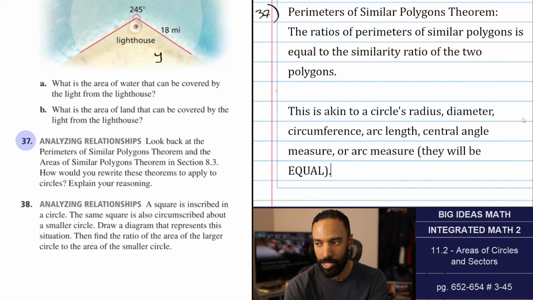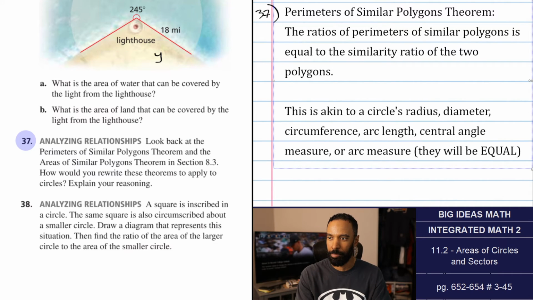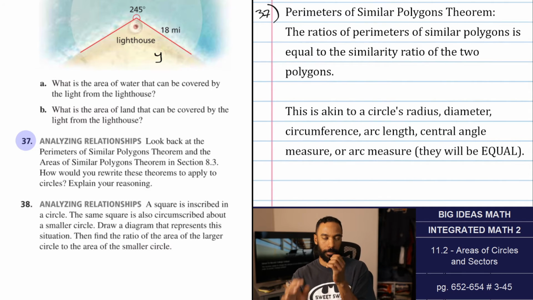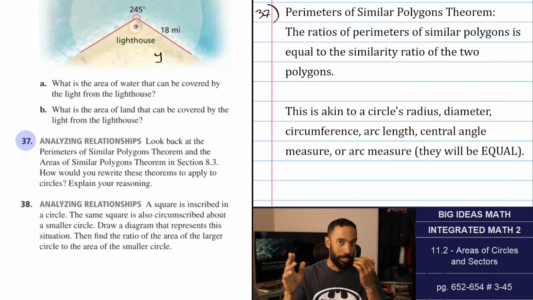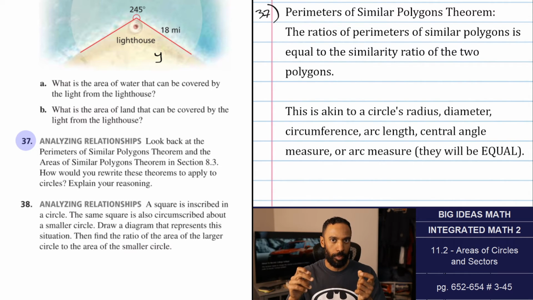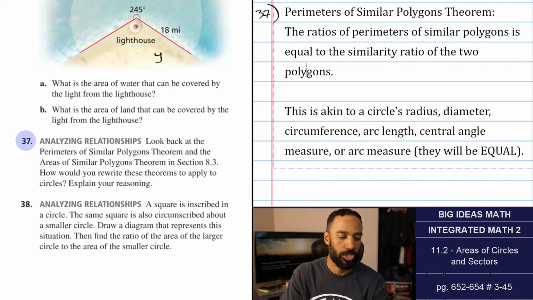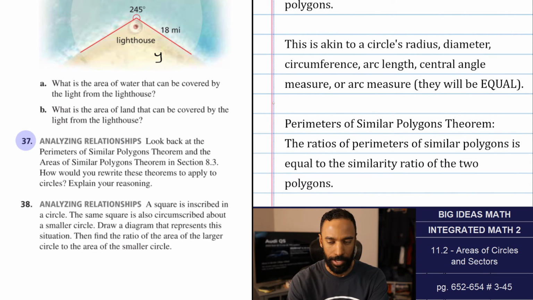What I mean by this is, if you doubled something, if you doubled the radius, the circumference will be doubled, any arc length will be doubled, the central angle will be doubled, arc measure will be doubled, things like that. All of them will also be doubled. They'll be equal. So let's apply that now to areas.